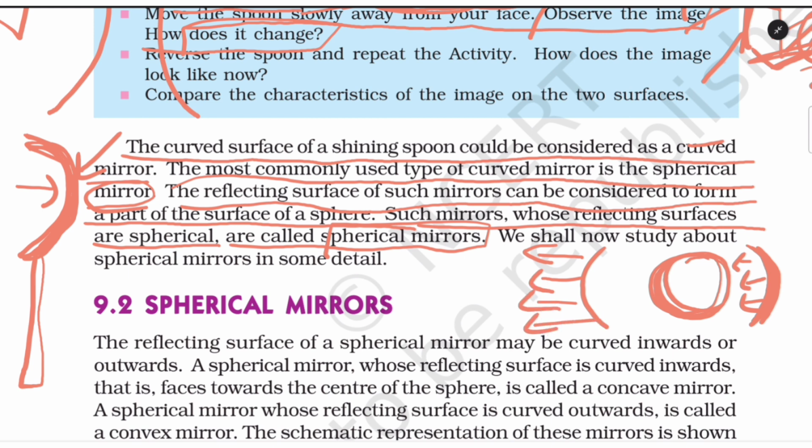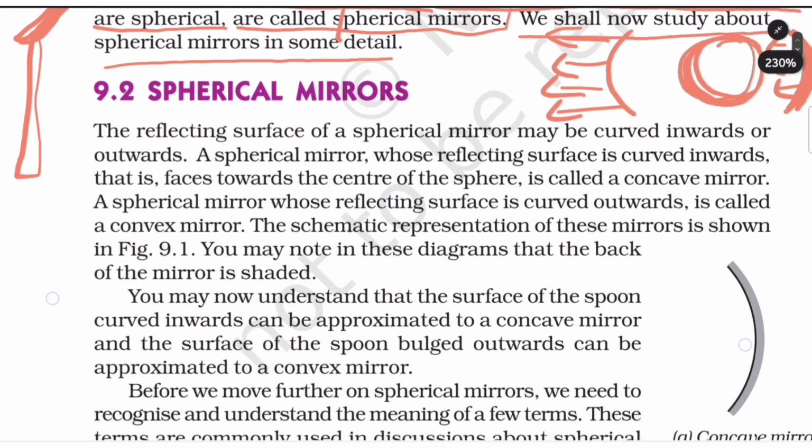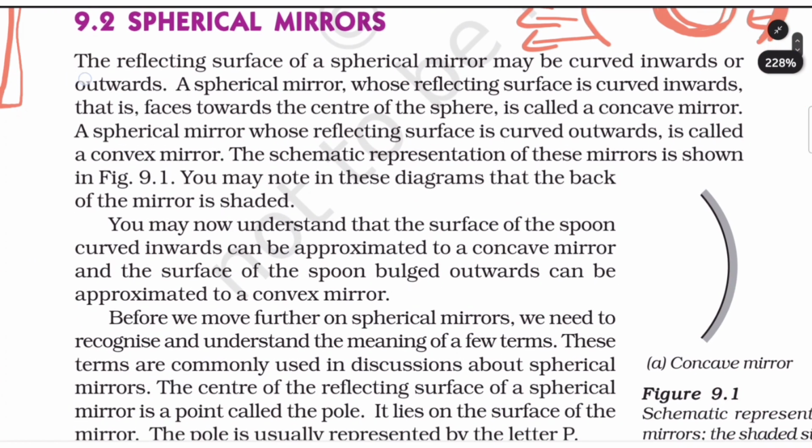Here we will see two types of mirrors, concave mirror and convex mirror. We shall now study spherical mirrors in some detail. The reflecting surface of a spherical mirror may be curved inwards. Inwards means the middle will be curved in: at the beginning, going to the middle, it goes inside, and again it comes back to the same size.